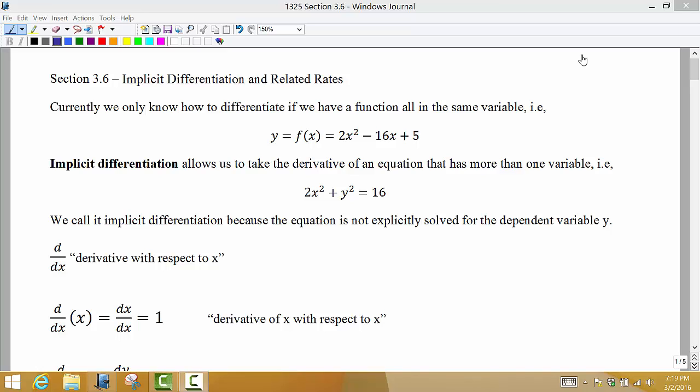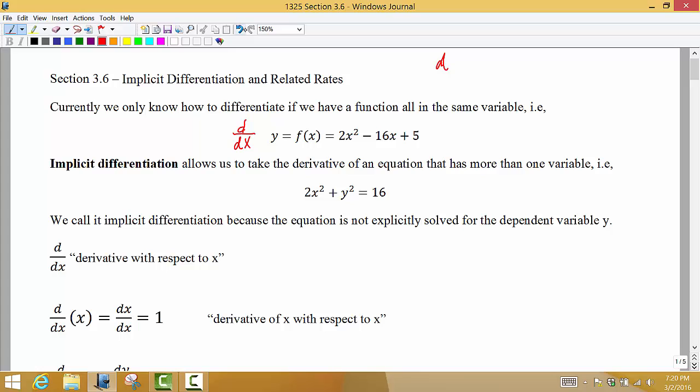Here in this section, we're going to look at something called implicit differentiation. So we're going to look at a different notation for taking a derivative. We've seen this a little bit before, but it looks like this: d over dx. This means taking the derivative of something with respect to x, so the change in the function divided by the change in the independent variable.